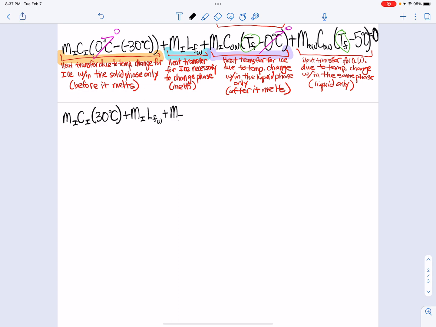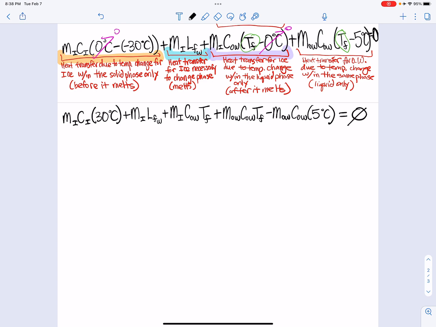plus the mass of ice caps times the specific heat of the ocean water, multiplied by the final temperature, so times T final, that's what I'm looking for, plus mass of ocean water, specific heat of ocean water, times final temperature, and then minus mass of ocean water, specific heat of ocean water, times 5 degrees Celsius, right? And that all equals 0.